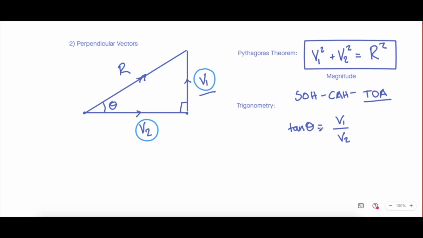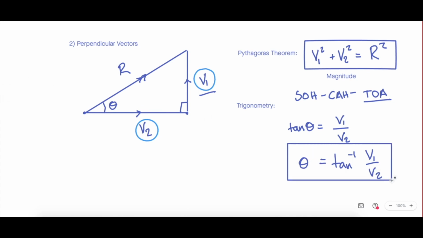Therefore, we can work out the angle by moving the tan to the other side, and to move it to the other side, you use tan inverse. So tan inverse v1 over v2 should give you the direction of your vector. So next up, we need to look at how to resolve vectors.